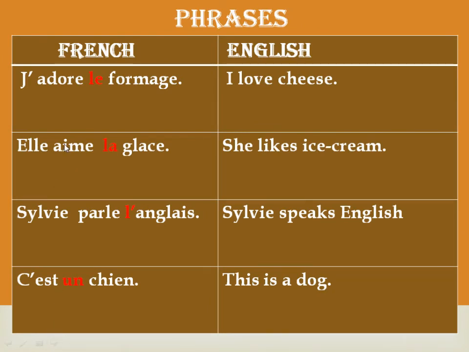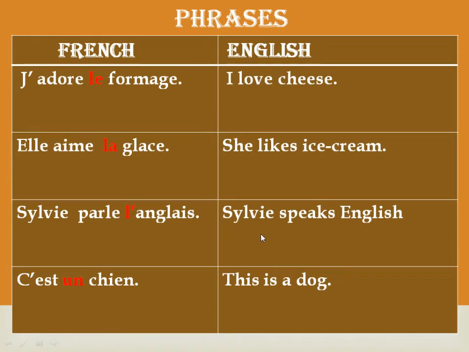Now there are some phrases where we've used the articles, and you can see how articles are used in a sentence. J'adore le fromage. I love cheese. Le is used with fromage, which means that fromage is masculine. Elle aime la glace. She likes ice cream. La is used for feminine. That means that glace is feminine, so it is indicating the gender of the noun.